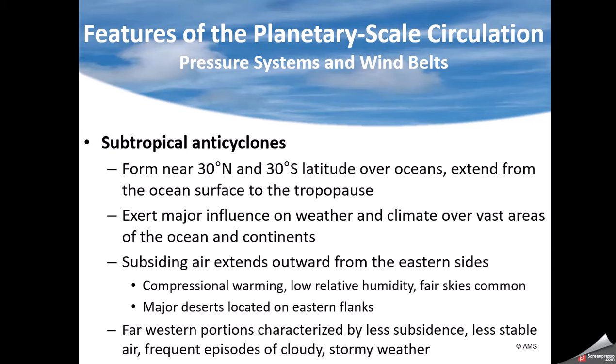However, if you're on the other side, which in this case would be over in the deserts of the Sahara, guess what? They have compressional warming, low relative humidity, fair skies, and most major deserts are located on the eastern flanks. We also have an eastern flank over the Pacific that extends into parts of Southern California, where we have more of a desert climate.